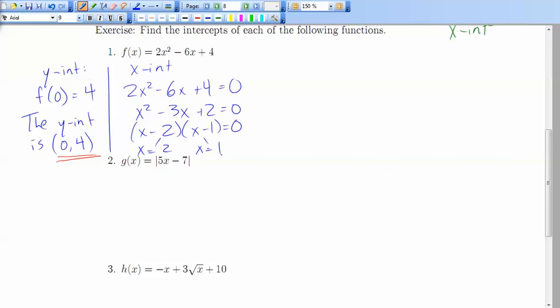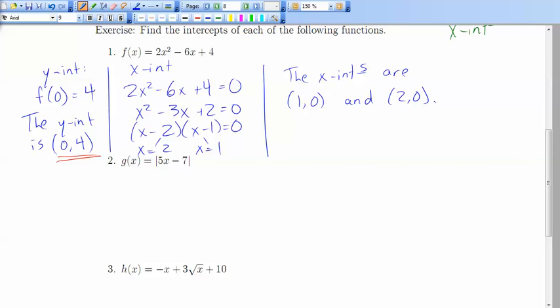x equals 2 and x equals 1. That means we've got two x-intercepts. So again, I'll give both coordinates of the x-intercepts. So I've got (1, 0) and (2, 0).